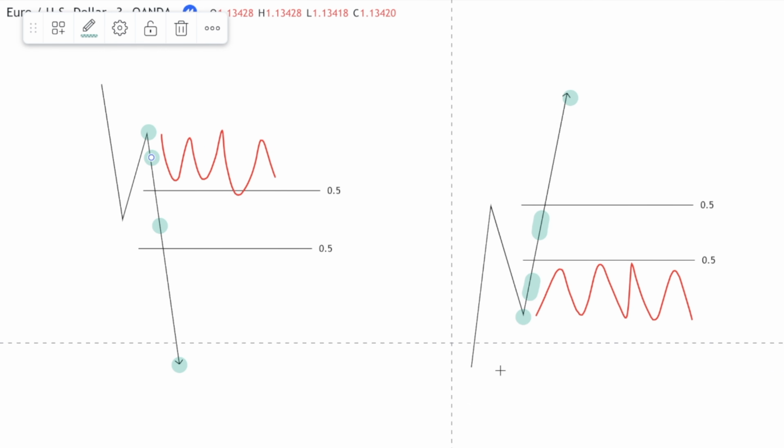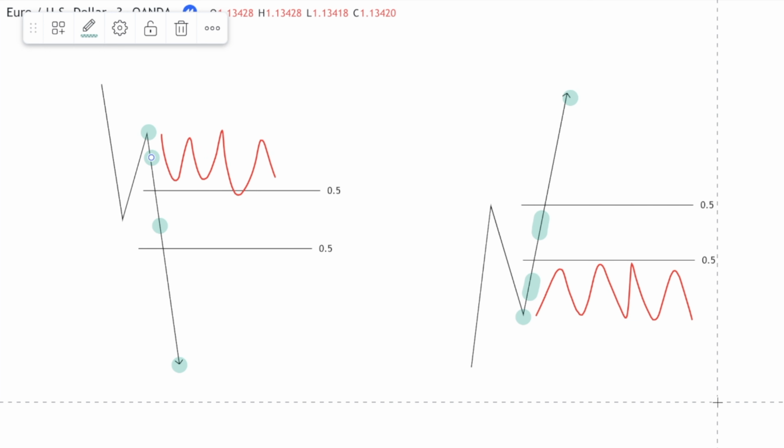So I'm gonna just go through a few examples. Not really gonna do a whole lot on entries or anything like that. Just want to go through a few examples on this, and I'll leave it up to you guys to backtest it, live test it, do what you want with it.